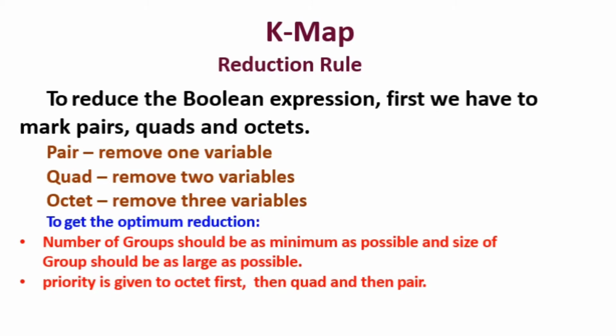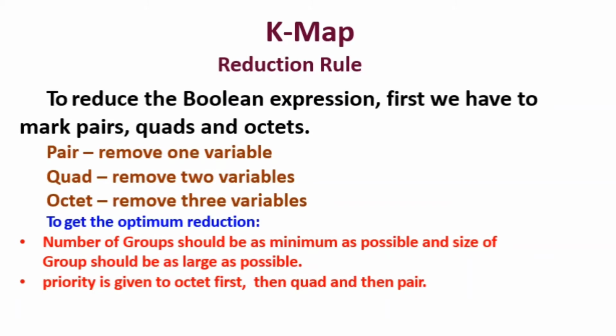So coming to the reduction rules, to reduce the Boolean expression, first we have to make pairs, quads, octets, and if nothing is possible, then we can make a singlet also. If I make a pair, it removes 1 variable, if I make a quad, it removes 2 variables, and if I make an octet, it removes 3 variables. That means the higher the size of the group, the fewer the number of variables. So my aim is to remove the variables so that I get the minimized answer.